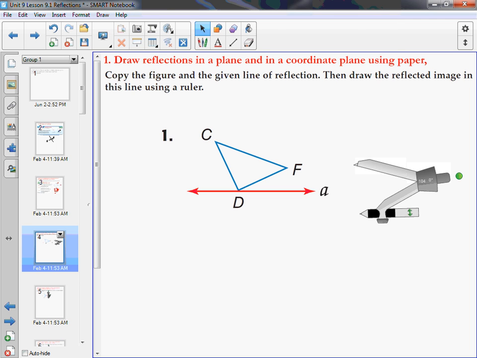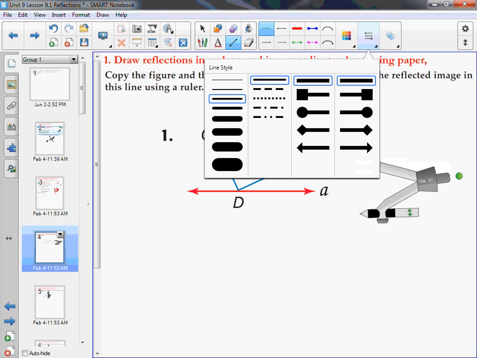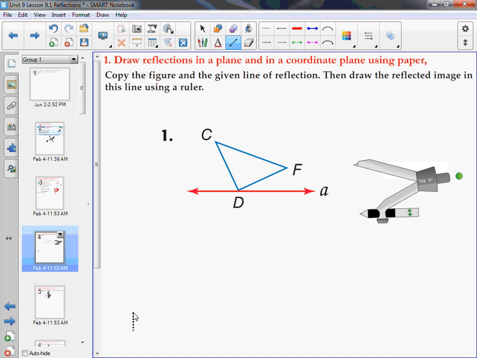What we do first is we make a line. I'm going to make mine a dotted line. You don't have to make yours a dotted line. Okay? And we're going to start at point C, and you're just going to have to do your best estimate of making that perpendicular to your line of reflection. Just get as close as you can to making those lines perpendicular.